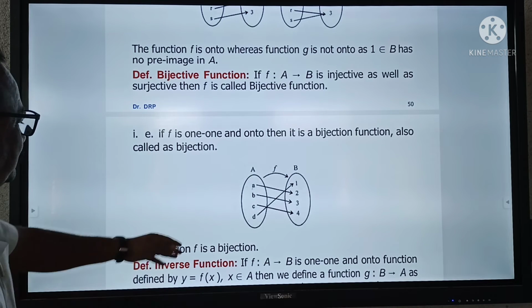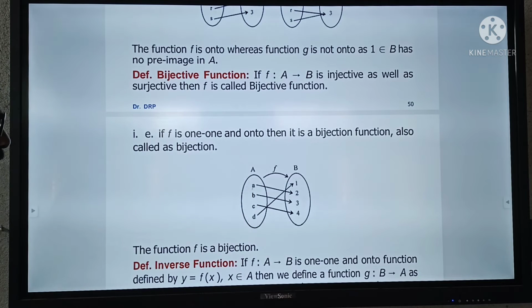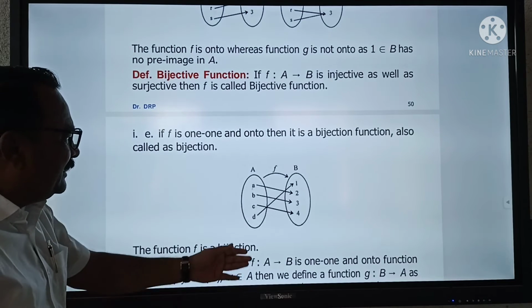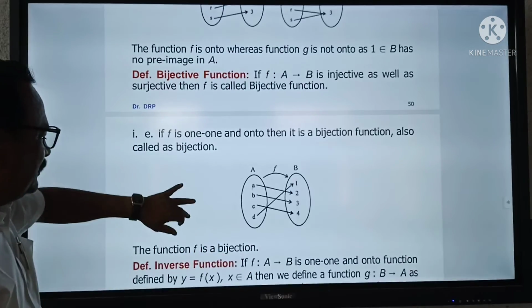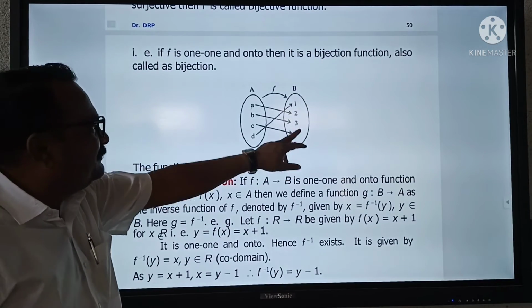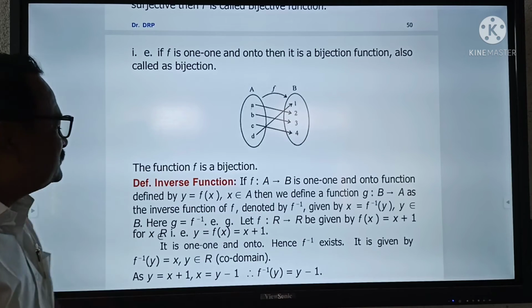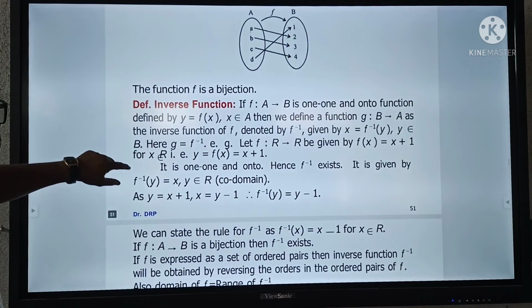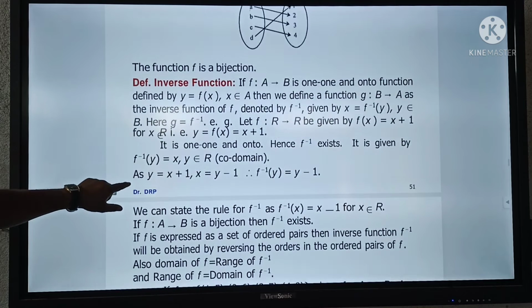So this is an example of a bijective function. This is one-to-one and onto. That is, the range of this function is equal to the codomain set, and it is also a one-to-one function. So, inverse function. Here is an inverse function.